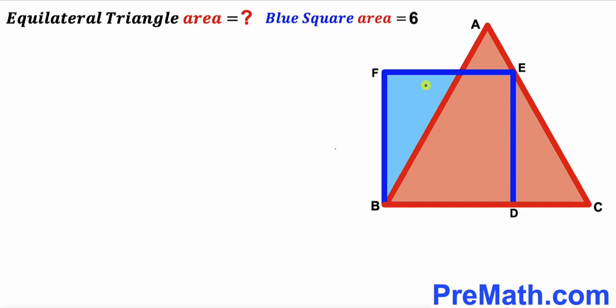We have this equilateral triangle ABC and the blue square BDEF put together, as you can see in this given diagram, such that the point E lies on this side AC. And moreover, the area of this blue square has been given to us as 6 square units. Now our task is to calculate the area of this equilateral triangle ABC.